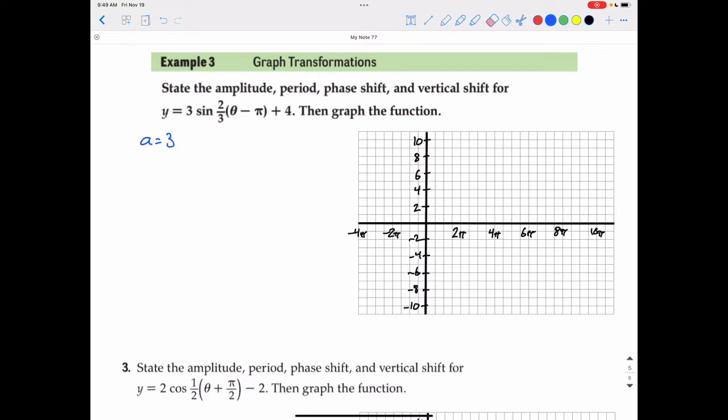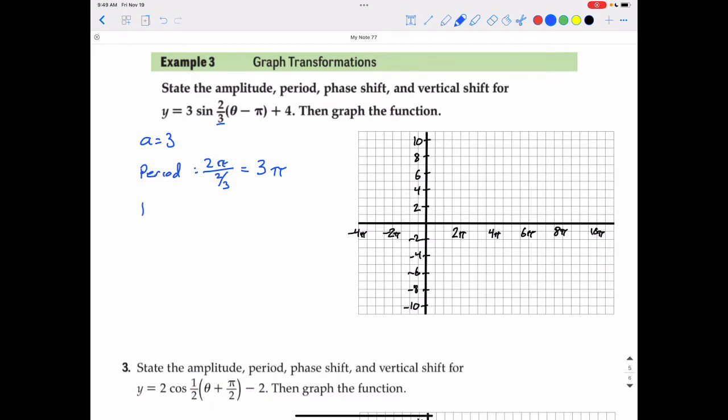The period, normally we use 360 divided by B to find the period, but notice this one is in terms of pi. So since it is in terms of pi, we're not going to use 360 divided by B. We'll use the radian equivalent of 360 in terms of pi, which is 2 pi. So the period is going to be 2 pi divided by the B value. The B value is 2/3, so that would give us a period of 3 pi.